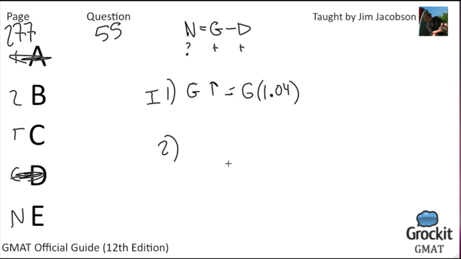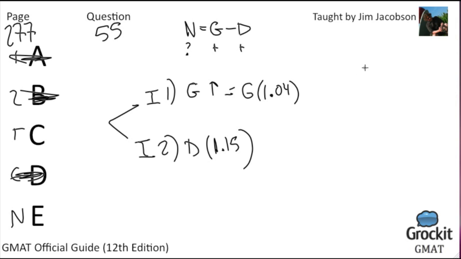Statement number two, his deductions increased by 15%. So deductions went up, so that's deductions times 1.15. That's a 15% increase. But it doesn't say anything about his gross income. Definitely not sufficient, so it's not B. We can only look at the two together.